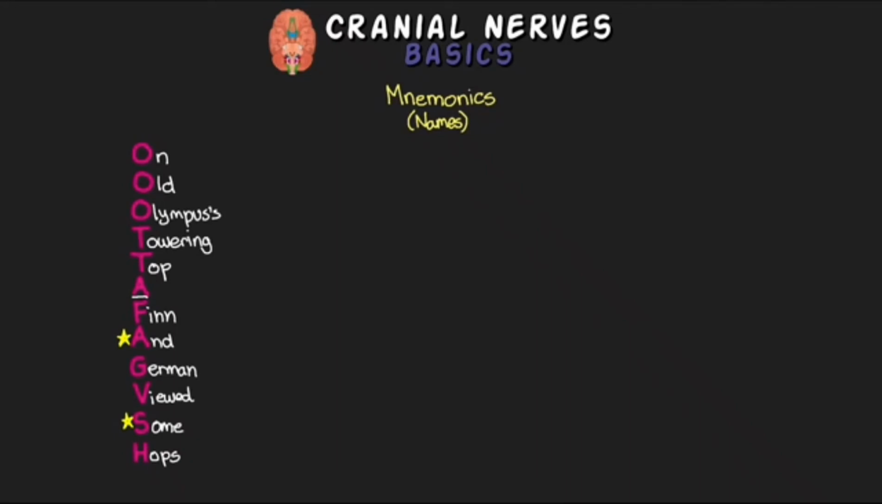Now, each of the beginning letters in the mnemonic helps us to remember the beginning letter of the name of the particular cranial nerve. So here, starting from the top going to the bottom, we have the olfactory, the optic, the oculomotor, the trochlear, the trigeminal, the abducens, facial. The next one is the auditory, which we also know as the vestibulocochlear. Then we have the glossopharyngeal, the vagus, the spinal accessory, and the hypoglossal. So: On old Olympus's towering top, a Finn and German viewed some hops.